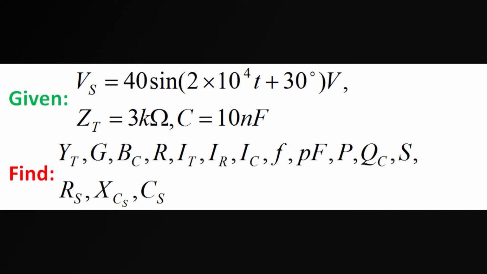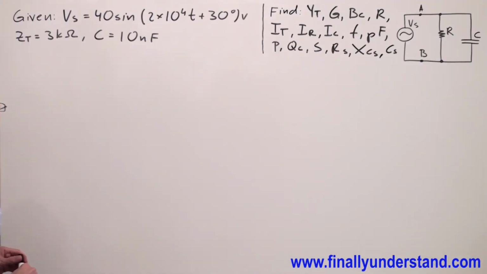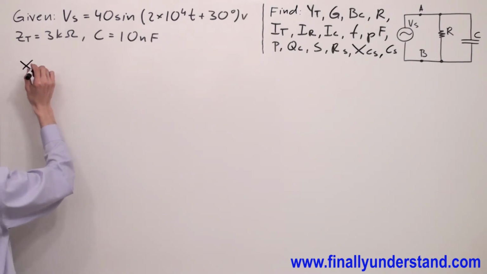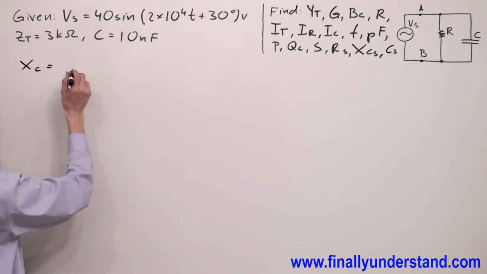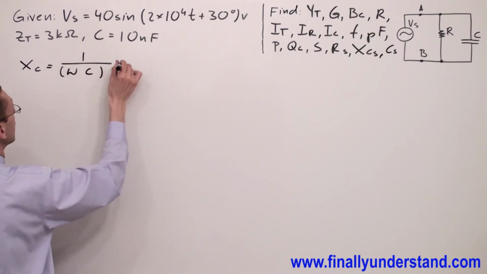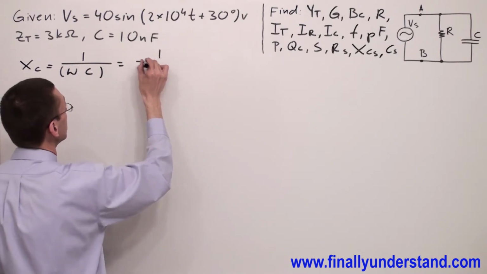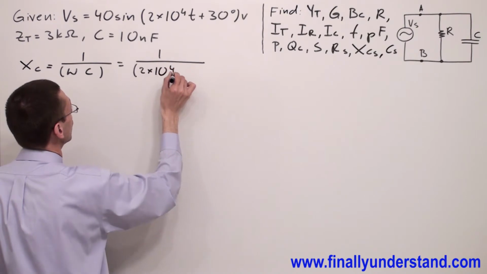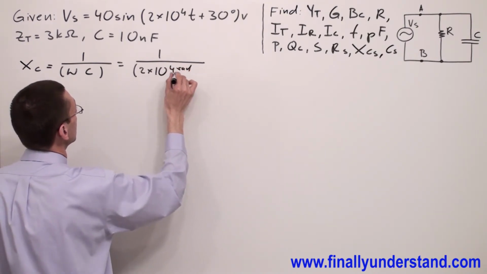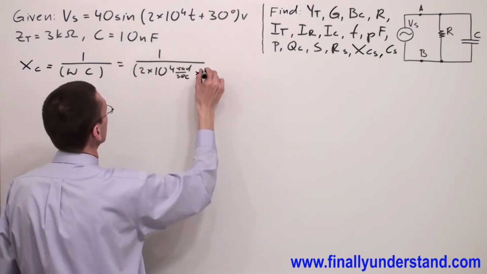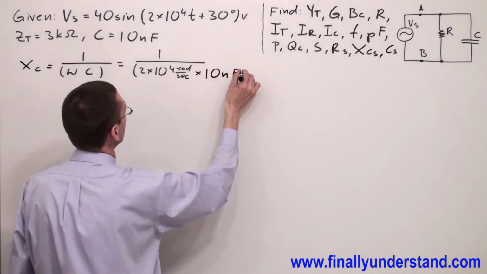We have another example on the board. The very first thing which I'm going to find is capacitive reactance. So I have X of C is equal to 1 divided by omega C. So I have 1 divided by, open parenthesis, 2 times 10 to the 4th power, of course, radians per second, times C, which is equal to 10 nanofarads.